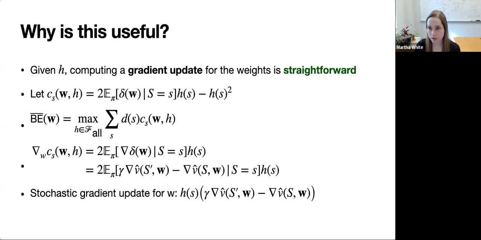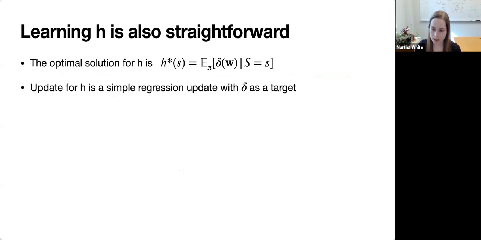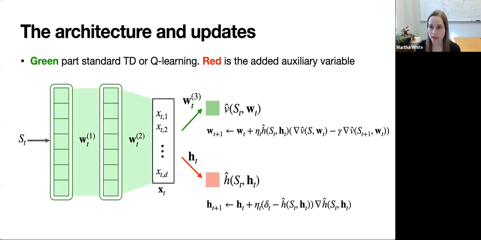And then of course now we have an auxiliary variable, so we also have to optimize that, but that's also straightforward to do. In fact, what we can show is that the optimal solution for h is to estimate the expected TD error given a state. And so to update this h, we just need a simple regression update where we use delta as a target. So we now have an extra auxiliary variable, which is a bit of a pain, I suppose, but we have at least removed this problem, and now we have simple algorithms to update both w and h. Let me just show you mechanistically what that actually looks like.